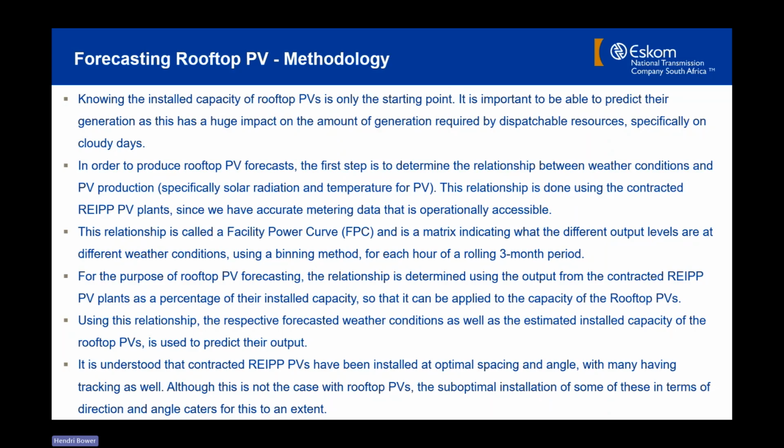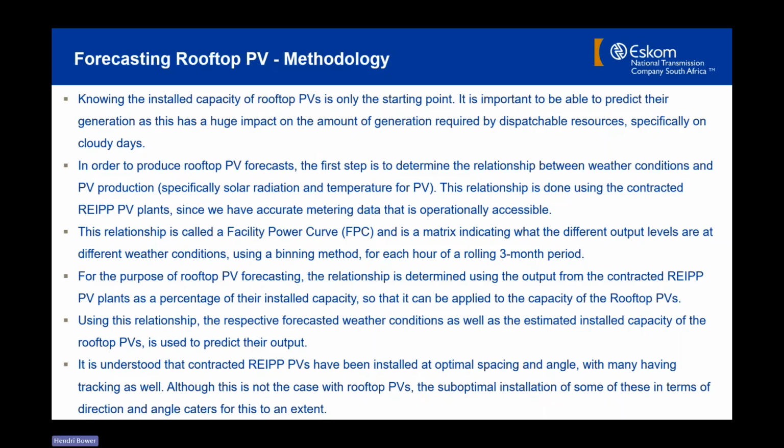This relationship is referred to as your facility power curve, or FPC, and it's effectively a matrix that's looking at what is your relationship between different output levels at different weather conditions. I use a binning method, and I again use the approach of a rolling 3-month period.